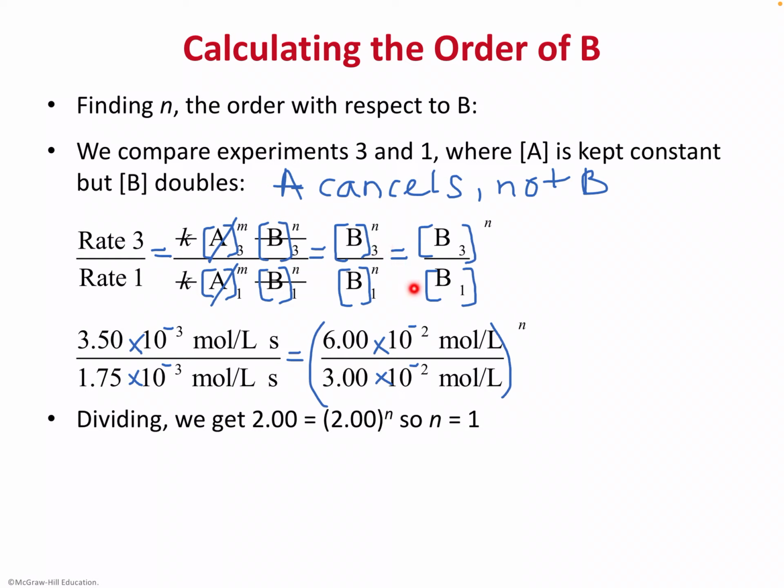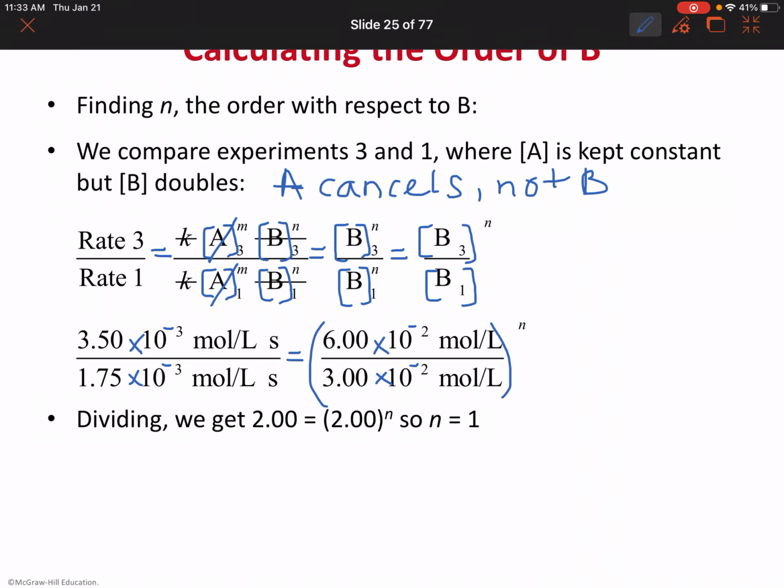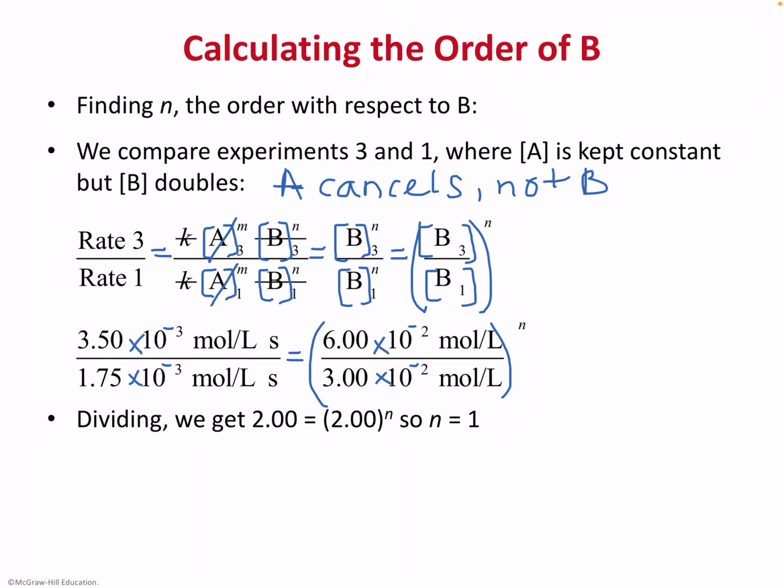Since both of these have the same coefficient, same order, we can even put a parenthesis right there. Okay. It's the same order. And we find the rate 3 from our table, 3.5 into 10 to the negative 3, 1.75. And then the initial concentration for B, experiment 3, 6 into 10 to the negative 2. And then reaction 1, 3 into 10 to the negative 2. So 3.5 over 1.75 is 2, 6 over 3 is 2. So n again has become 1.